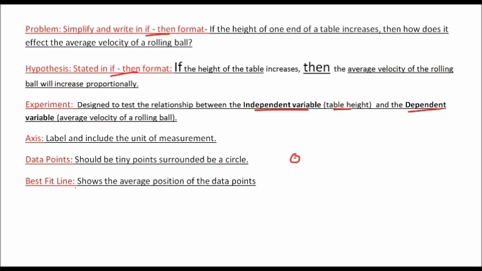Best fit line. You don't want to have the line connect all the dots or all the data points on a graph like this. You don't want to do that. What you want to do is include a best fit line, a line that shows the average position of the data points. Remember why you do that. That average line hopefully will increase the average accuracy of your graph. And then lastly, make sure that that best fit line is a straight line. Use a ruler. Well, that's what you should understand from this lesson.